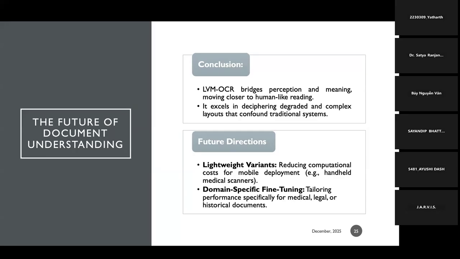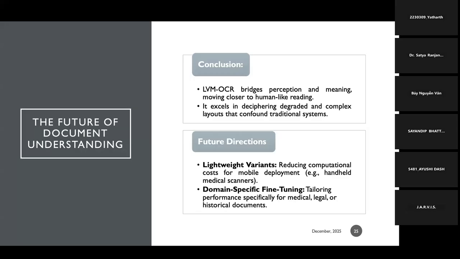And for the future direction, we are not stopping here, right? We have a clear roadmap for the future. First, we want to make this technology portable. Currently, these models are very large, as you see. Our goal is to develop lightweight variants. Imagine a world where the doctor doesn't need a big server. They can use a simple handheld medical scanner, or even their smartphone, to digitize the patient record instantly. We want to reduce computational costs to make this possible.